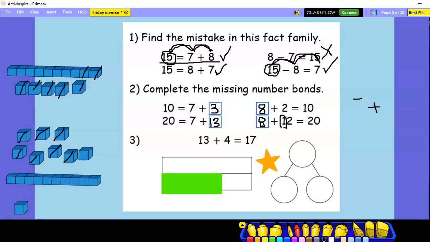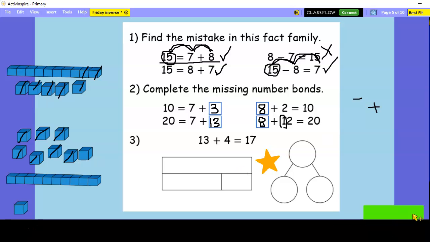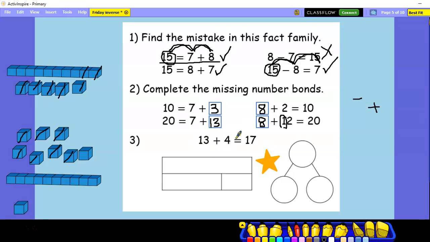So it says 13 add 4 equals 17. Point at the whole. The whole is 17, that's right. So again, I put that there. You can choose your preferred part-whole model, the round one or the bar model.